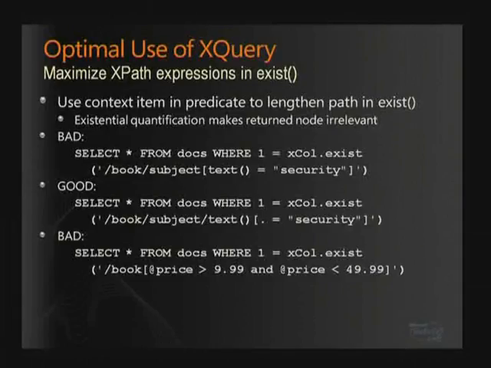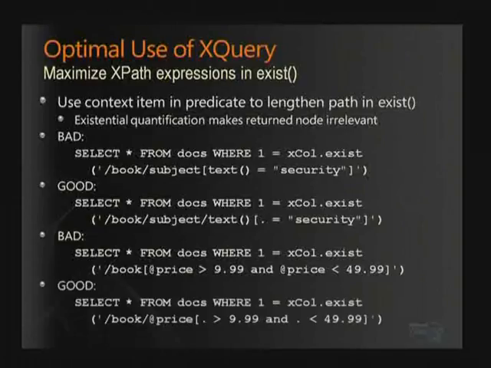Even more important is that optimization if you have conjunction inside your predicate. So for example, if you say, find me all the books where the price is between a certain range, then instead of writing it like this, it's better to write it as, give me the price where a price exists that is within the range.